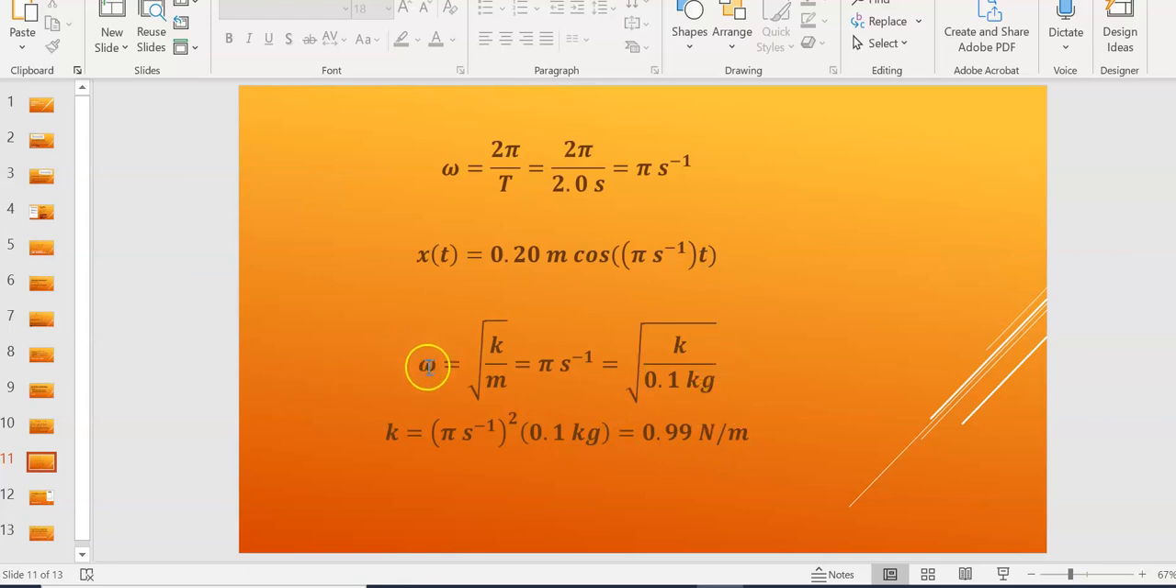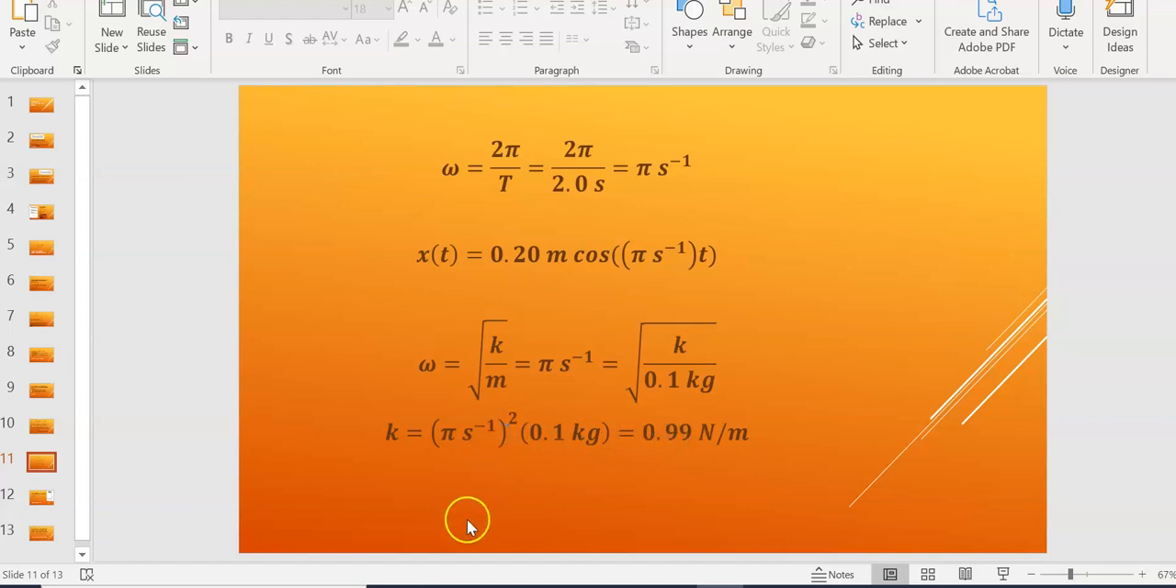Okay, well, I have another equation for omega, which relates it to the spring constant and the mass. And that one is that omega is equal to the square root of k over m. So I know omega. Omega is pi inverse seconds, and that's going to be equal to the square root of k divided by 0.1 kilograms. So solving, I would square both sides, and I would end up with omega squared is equal to k over m. And then I would multiply both sides by m. So that ends up being k is equal to pi squared times 0.1 kilograms, right?